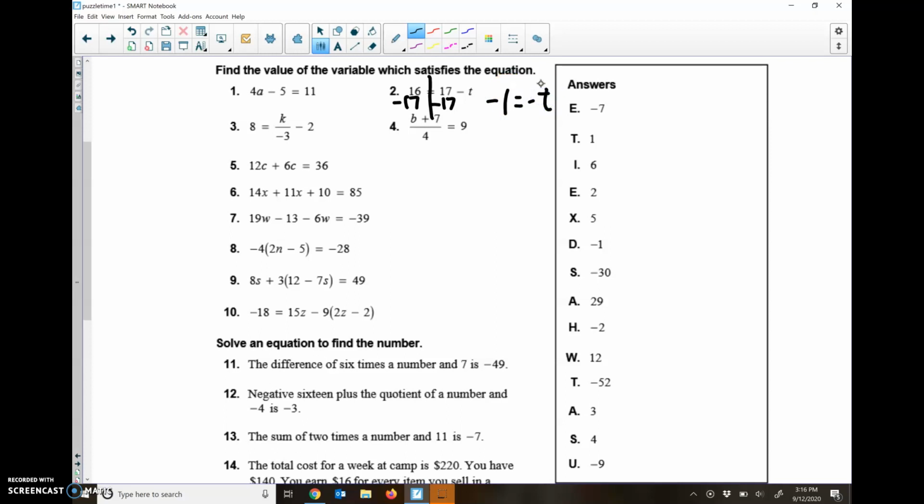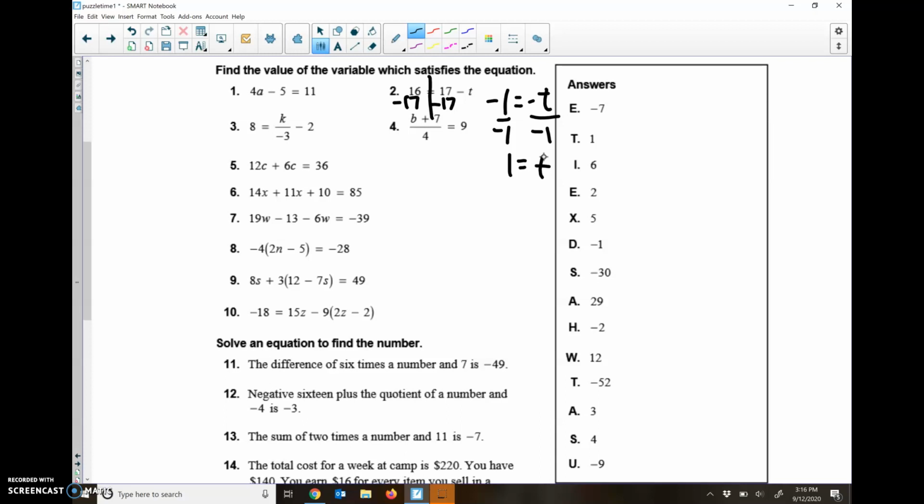Remember, when we solve for an equation, we're not looking to solve for 4t or 2t or negative t. We're looking to solve for just a regular t. So I'm going to divide both sides by negative 1. So I just get 1 equals t.